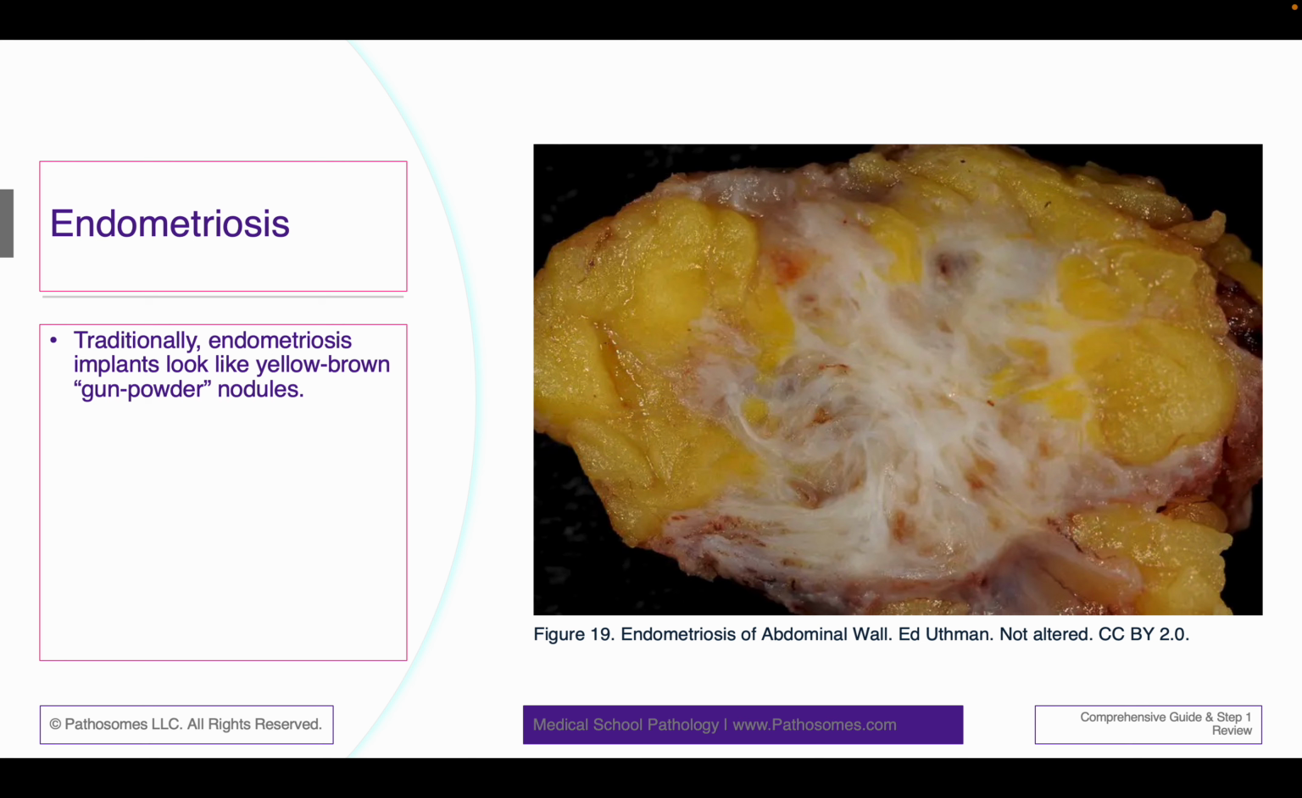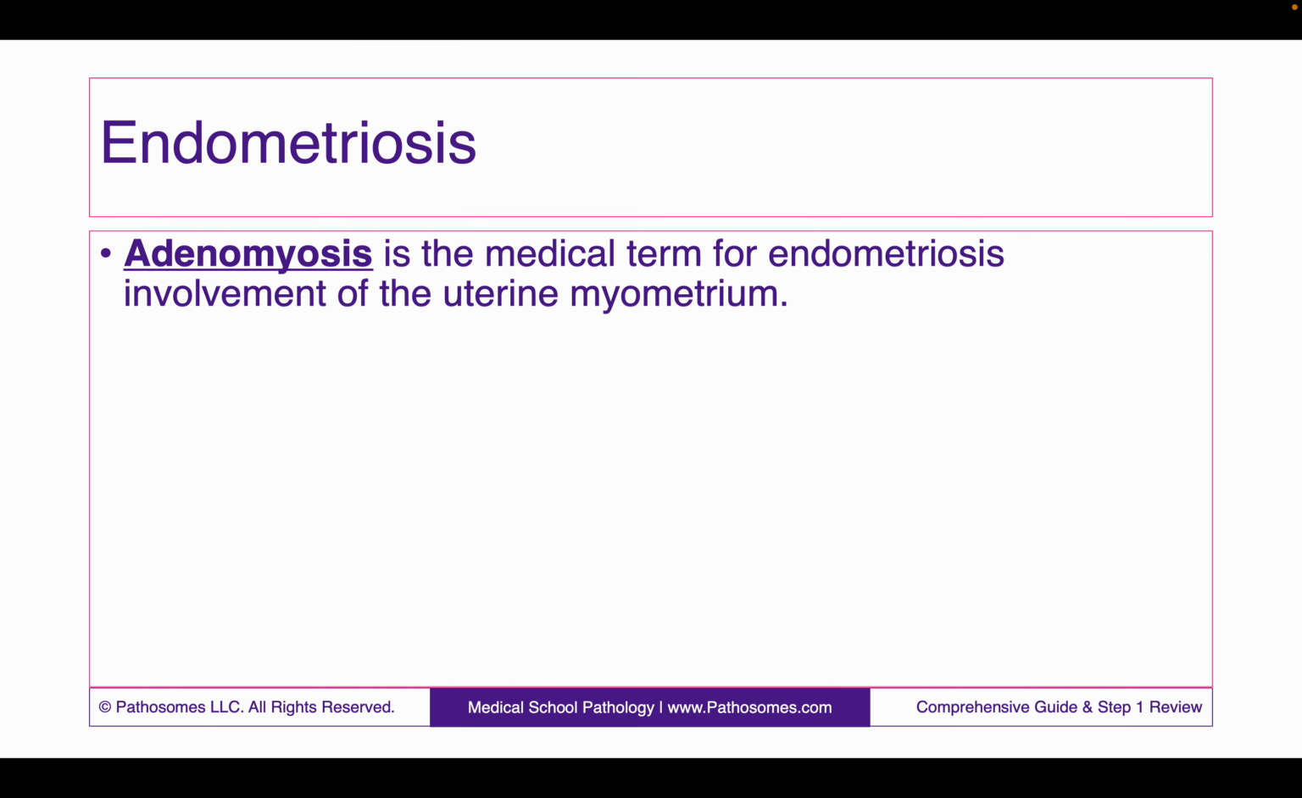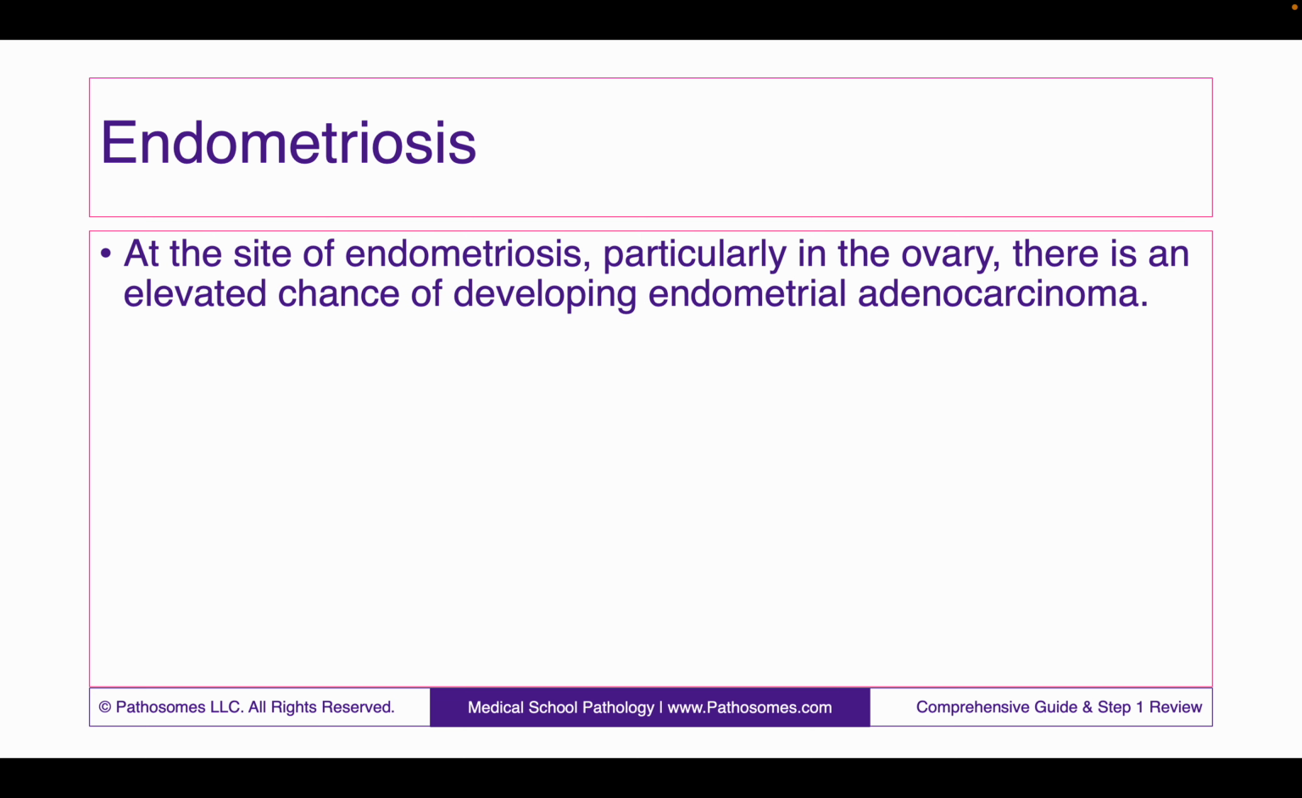Traditionally, endometriosis implants look like yellow-brown gunpowder nodules, grossly, as you can see here in this picture of endometriosis of the abdominal wall. Speaking of which, adenomyosis is the medical term for endometriosis involvement of the uterine myometrium. At the site of endometriosis, particularly in the ovary, there is an elevated chance of developing endometrial adenocarcinoma.